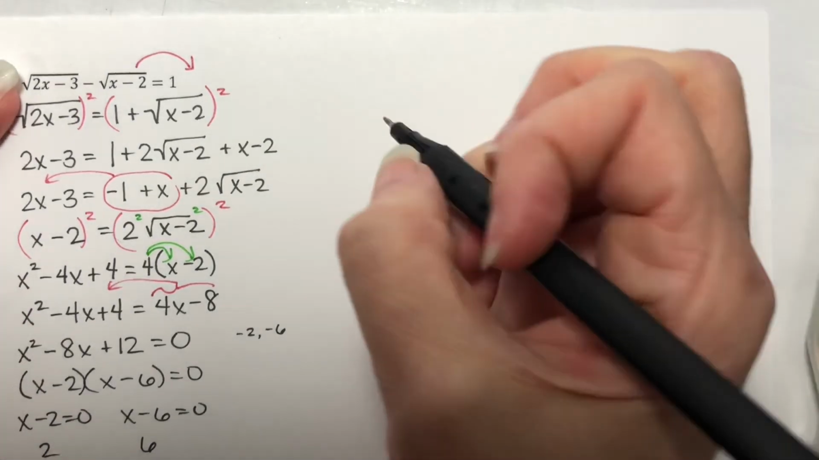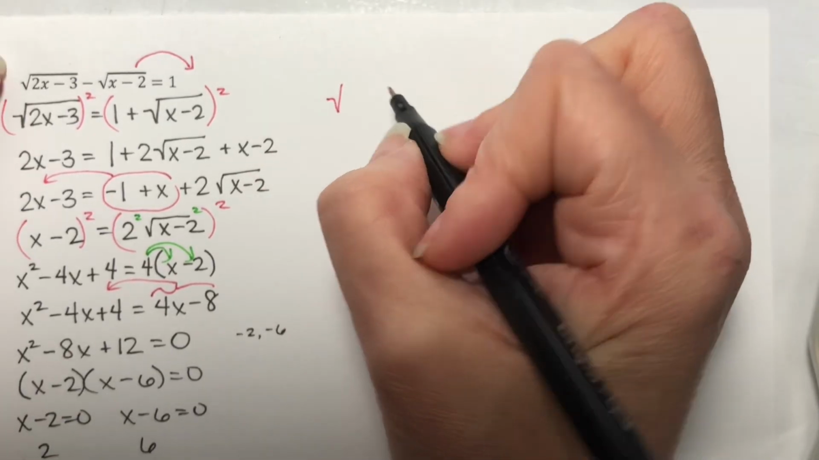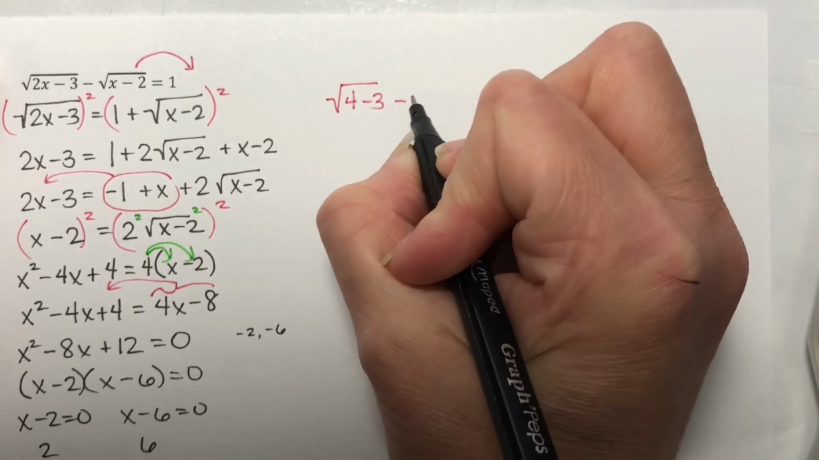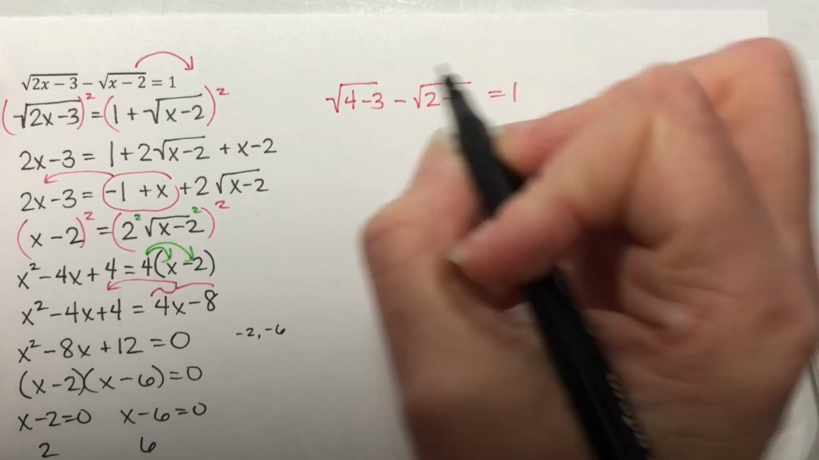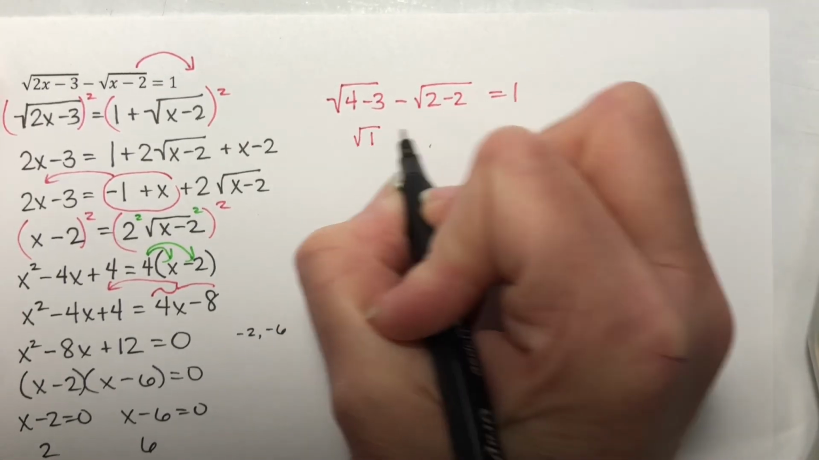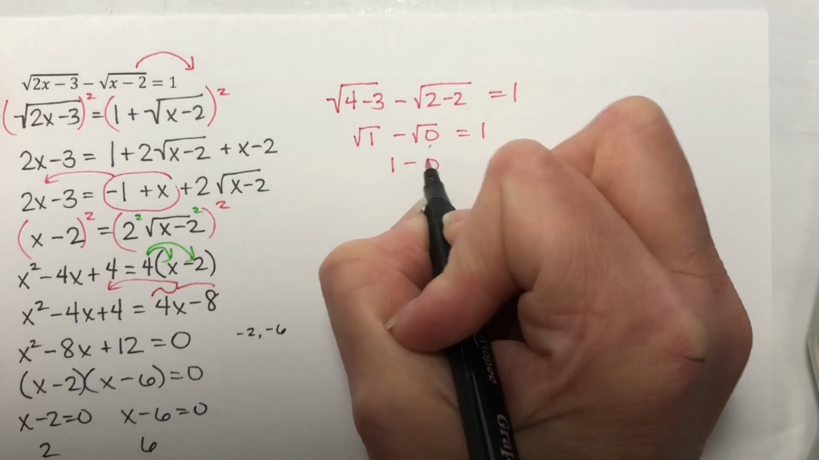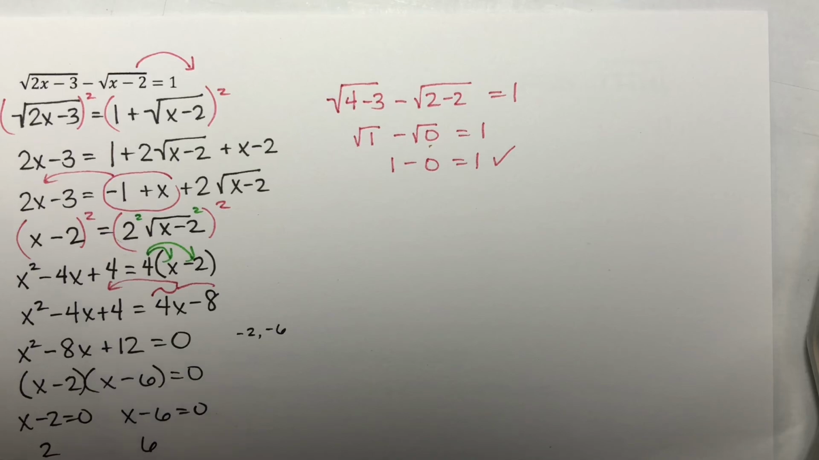Checking 2 first, plugging it in all the way back up here. I have the square root of 2 times 2 is 4, minus 3, minus the square root of 2 minus 2, equal to 1. This is the square root of 1 minus the square root of 0, which is 1 minus 0 equals 1, which is true. So 2 is a good answer.